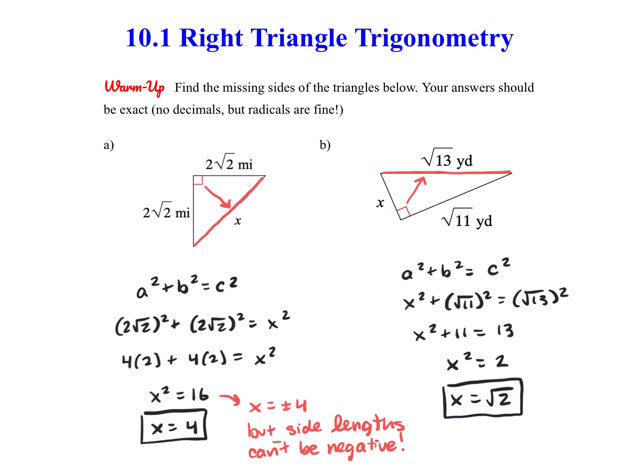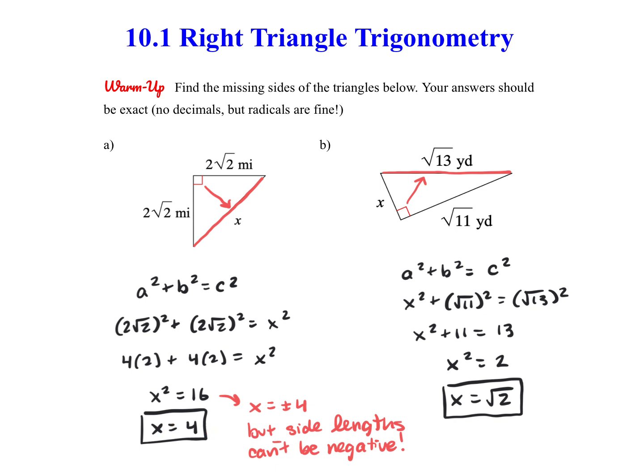So you can see that I drew an arrow across from my 90-degree angle because that's how you can always identify the hypotenuse. So in example A, x must be c, and in example B, root 13 must be c. And then from there, you simply plug in your other values and you solve for x.